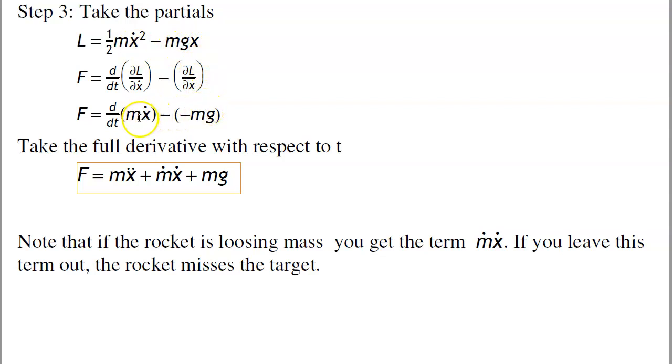Now take the full derivative. The full derivative would be m times acceleration. There's the second term, plus m dot times x dot. If the mass is changing, I get this term, plus mg. This term doesn't show up in other forms of dynamics. It does show up in Lagrangians, and it is real. If the rocket is burning fuel and losing mass, this does affect the acceleration.